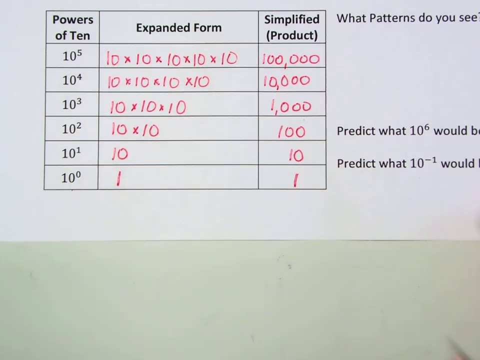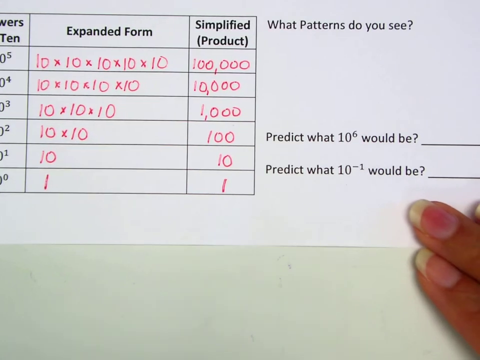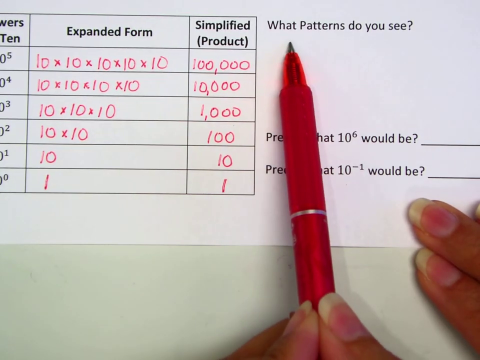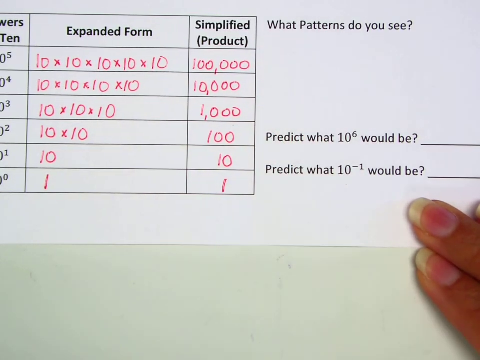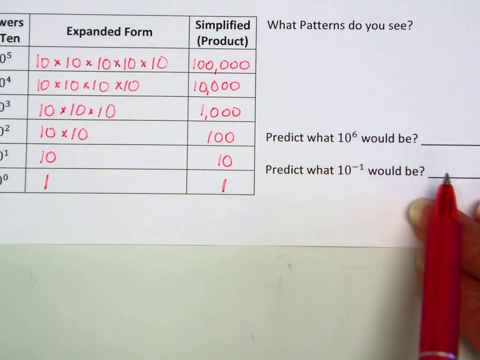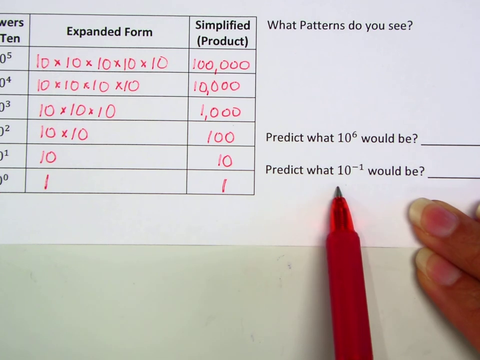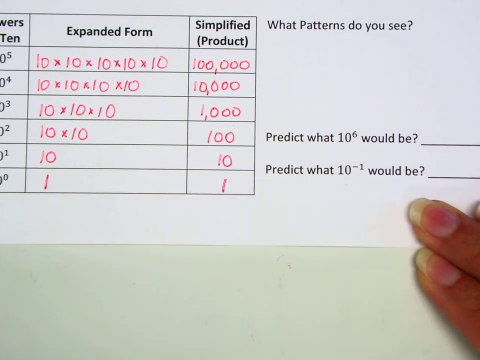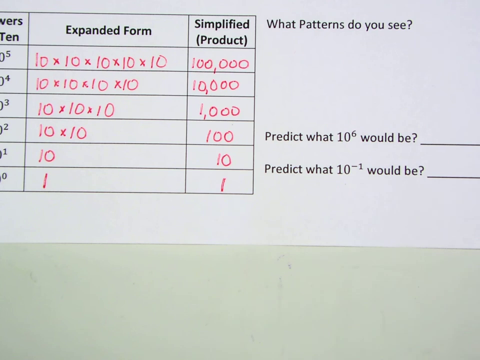But what I want you to do and bring to class is figure out the answer to these questions. What patterns do you see when you do the positive powers of 10? Predict what 10 to the 6th power would be, and predict what 10 to the negative first power would be. So now you're going to have to watch part 2 of this lesson, where we talk about the powers of 10 with negative exponents, and I'll also talk about 10 to the 0 power.